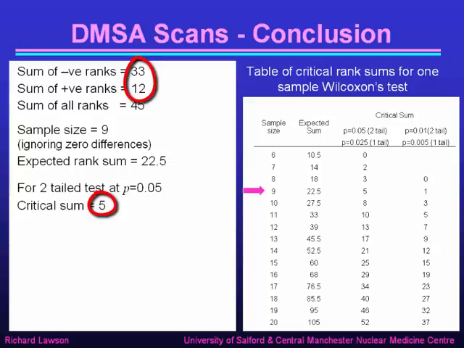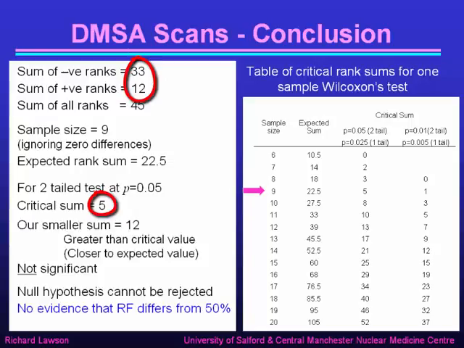And the procedure says that we take the smaller of the rank sums. The smaller of 33 and 12 is 12. So we're comparing 12 with 5. 12 is greater than the critical value, which means that we don't have a significant result. Remember, the test here is the opposite of the normal tests. We only reject the null hypothesis if our rank sum is less than the critical value. Here it's greater than the critical value, which means it's closer to the expected value of 22.5, and hence it's not significant. So we can't reject the null hypothesis.